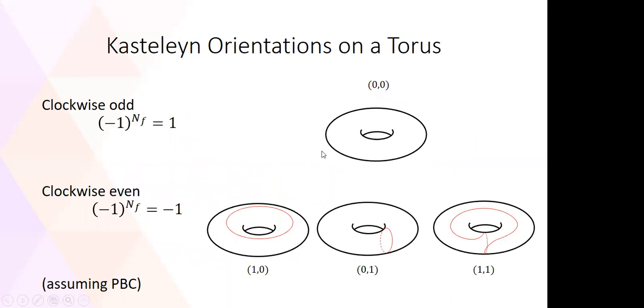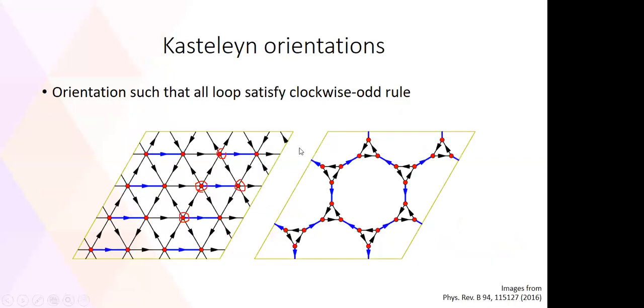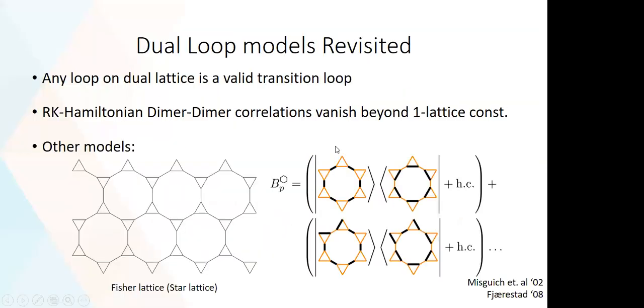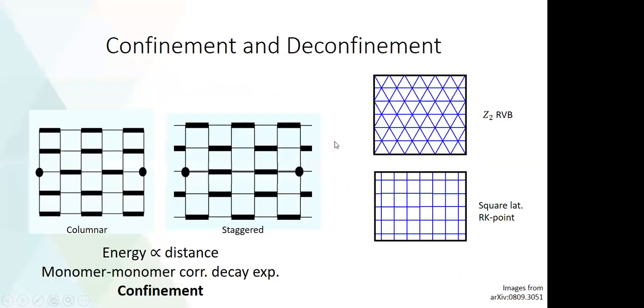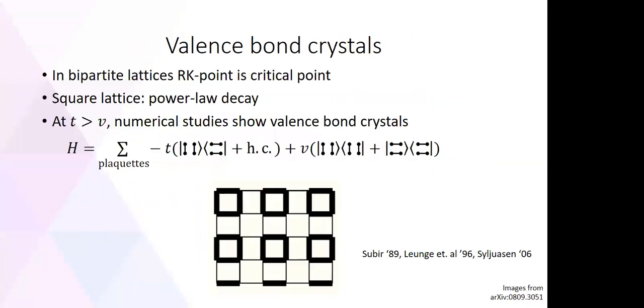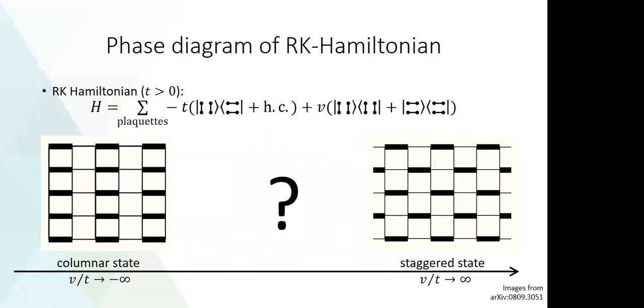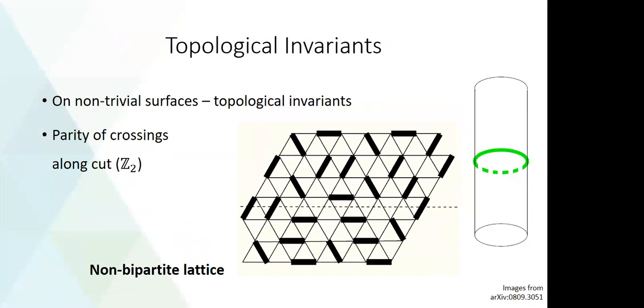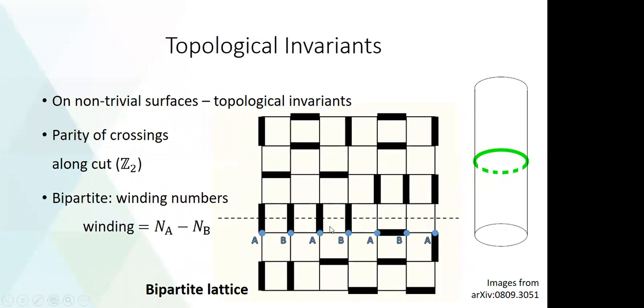I don't understand what you call a sector. The sector is what it was last time. If we go all the way back to the topological invariance of the dimer model, we just look at a non-contractible loop, and we look at the parity of the number of dimers that cross this cut. Okay. So let's go back.